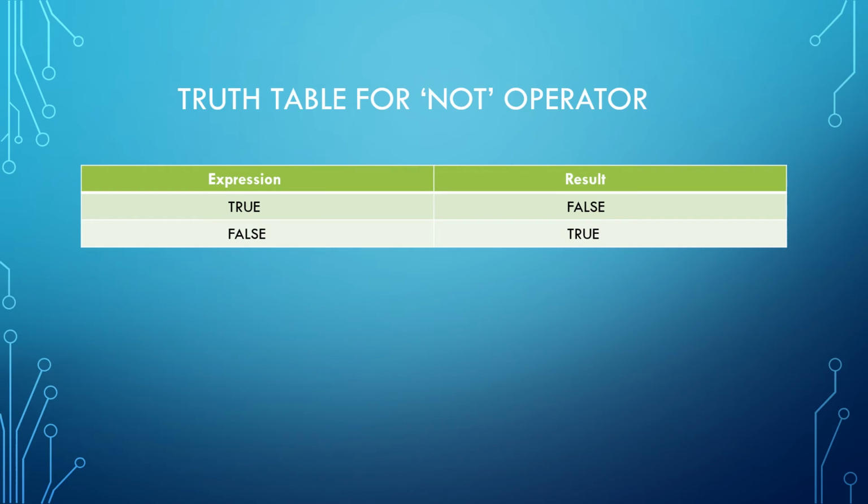Truth table for NOT operator. The NOT operator completely gives the reverse of the input expression. For example, if the expression is true, the result will be false. If the expression is false, the result will be true.